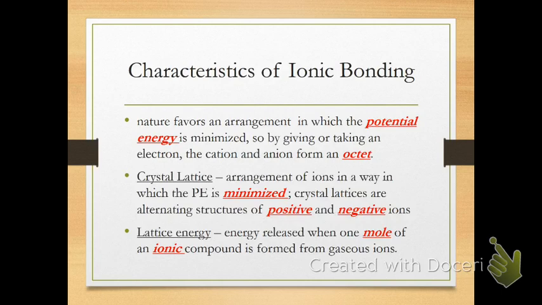And it is going to be alternating: positive, negative, positive, negative, positive, negative. Because if I put like ends of a magnet together, they repel, but if I put opposite ends together, they will attach, which is very similar to what these ions are doing, kind of like a magnet. Your lattice energy is the energy released when 1 mole of an ionic compound is formed. So just like before, when bonds are made, we're releasing energy.